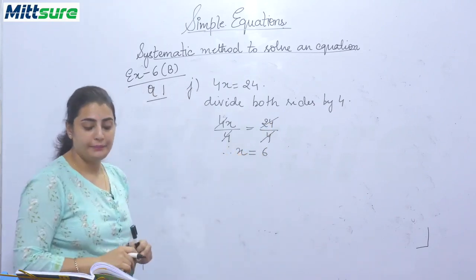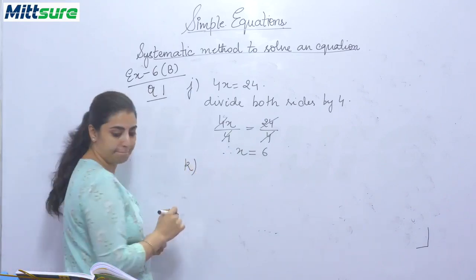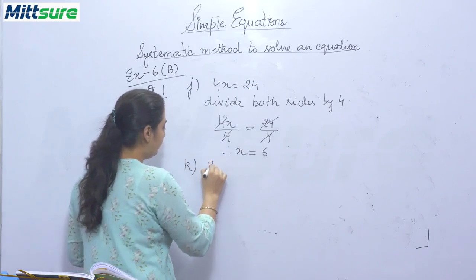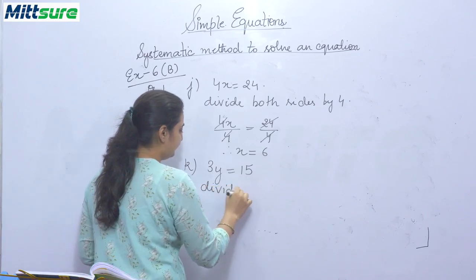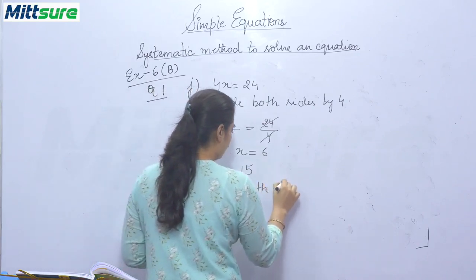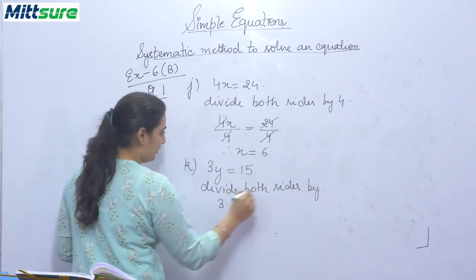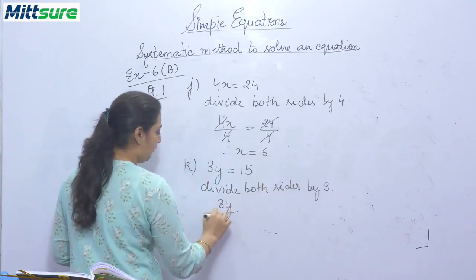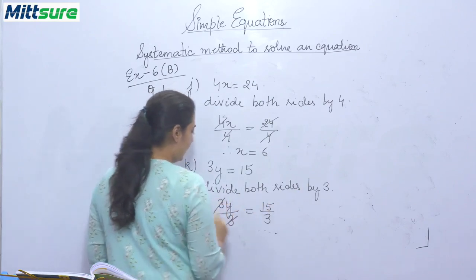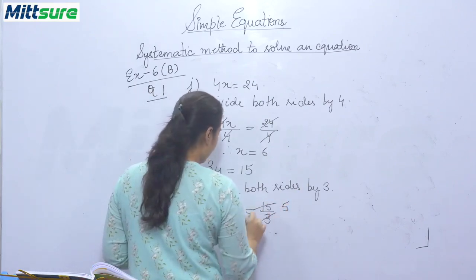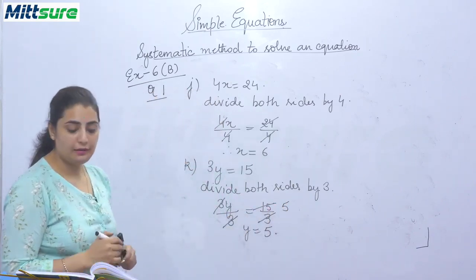Then we have got K part. K part talks about 3y equals to 15. Now I will divide both sides by 3. 3y upon 3 equals to 15 upon 3. Now 3 cancels this 3. This 3 cancels this 15 5 times. So y is equal to 5. The value of y comes to be 5.